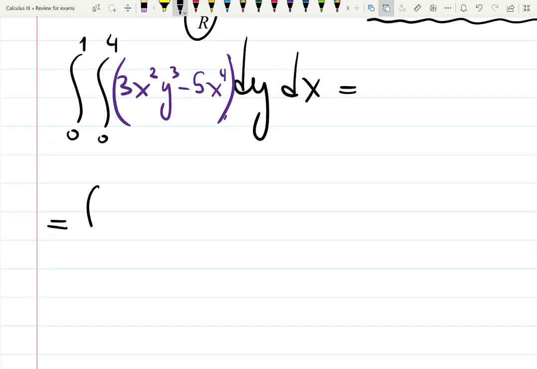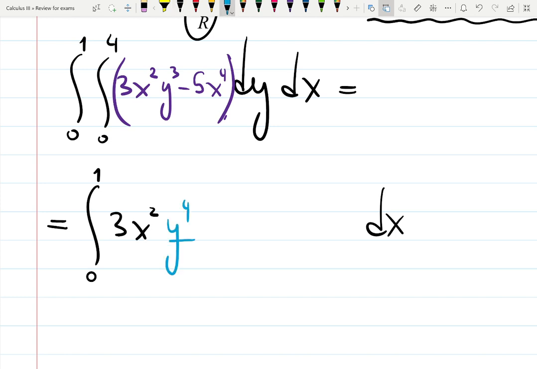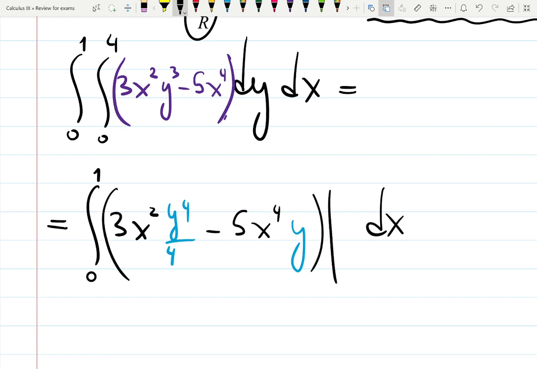Let's start with y. Integral from 0 to 1 is waiting, dx is waiting, integrating with respect to y. There's only one y here. It's going to be 3x squared y to the 4 over 4. It looks ugly. Y to the 4 over 4 minus 5x to the 4 times y, because x is a constant. A bar from 0 to 4.